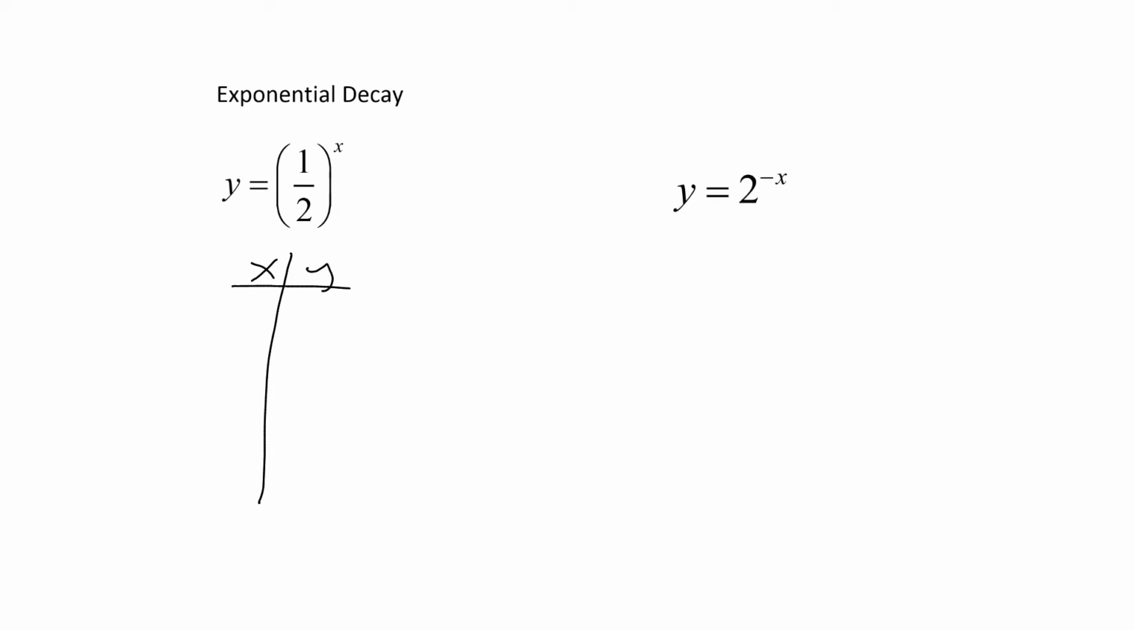So we'll start by thinking about x equals 0. 1/2 to the 0 is 1. If x is 1, 1/2 to the 1 is just 1/2. If x is 2, you have 1/2 squared, which is 1/2 times 1/2, or 1/4. And let's think about negative numbers again, same as we did in the other one.